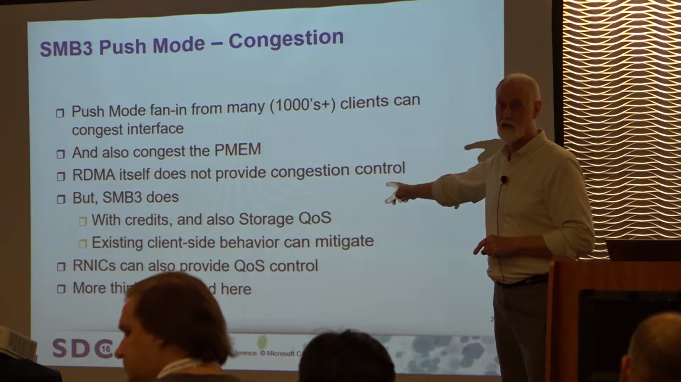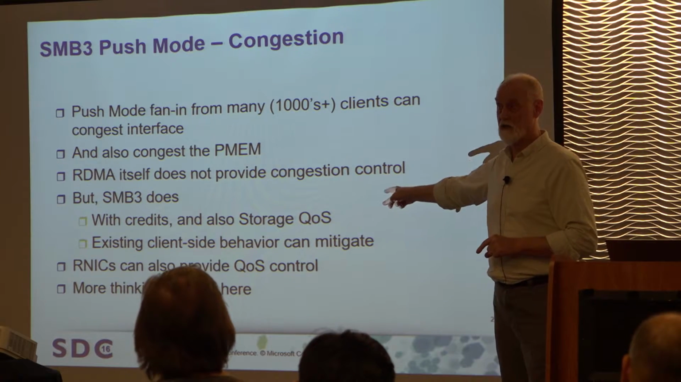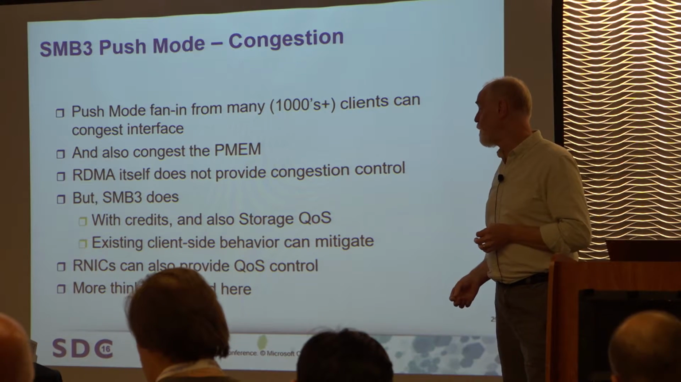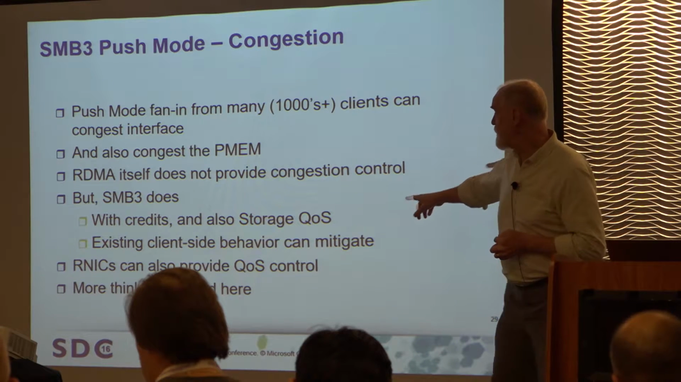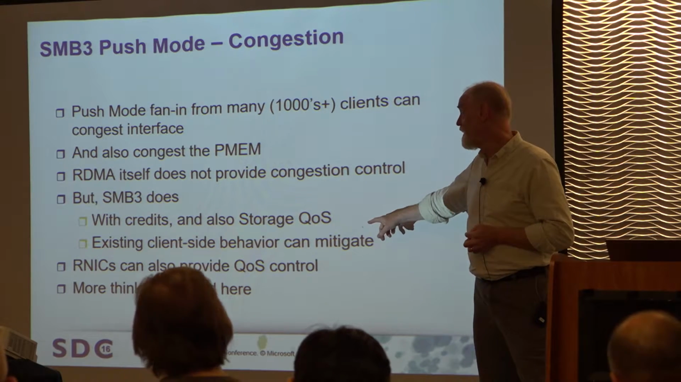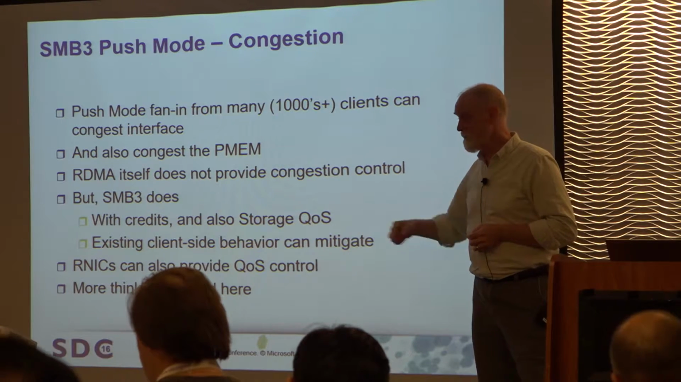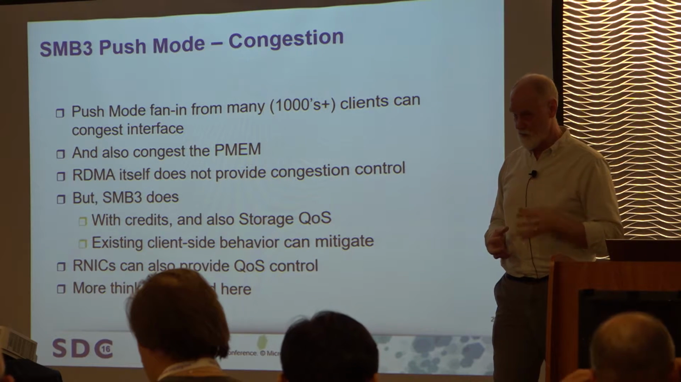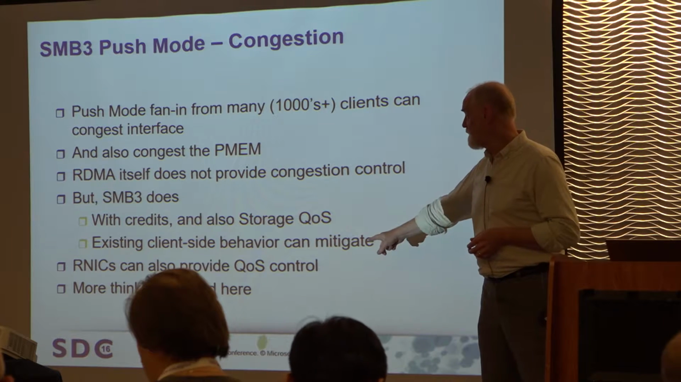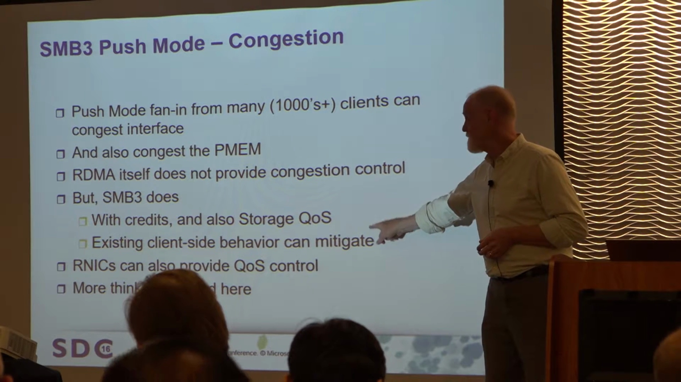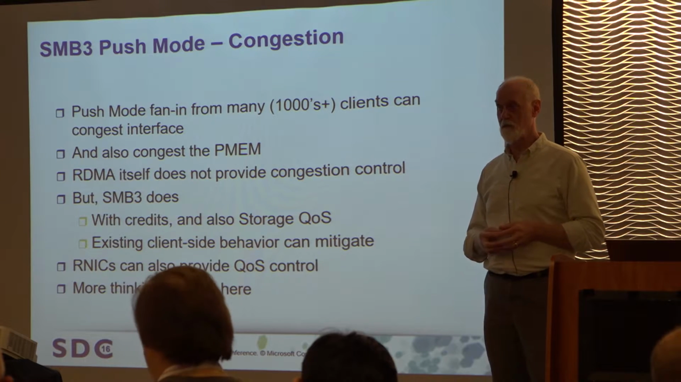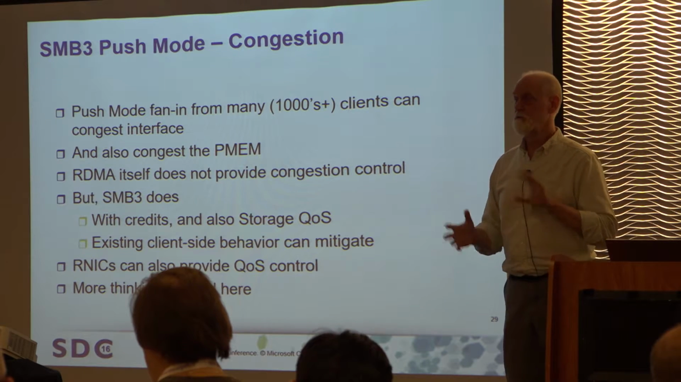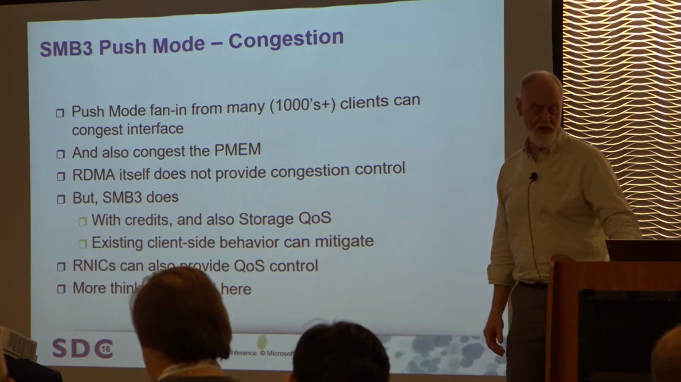RDMA itself does not provide congestion control, certainly not for RDMA writes, right? They are unconstrained. You can send as many of them as you want. You can fill the wire from one node. But congestion control is provided by the upper storage layers. And there are credits in SMB3. There's also something called storage QoS. My colleague Matt Kurjanowicz gave a presentation yesterday about this and their use in Hyper-V. So I'm going to point out that there are existing client-side behaviors, such as this QoS, that can mitigate this problem. And we're going to need to think those through, because I think they're going to be really, really, really important. And RNICs can help. More thinking is needed. We're going to have to solve that question.